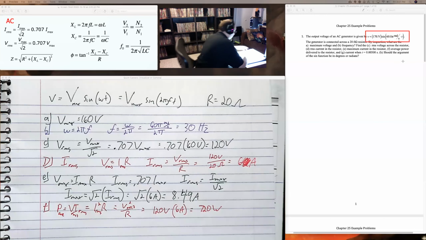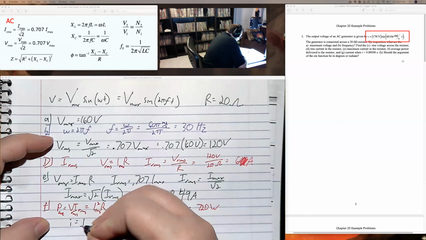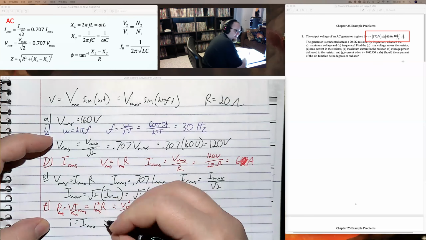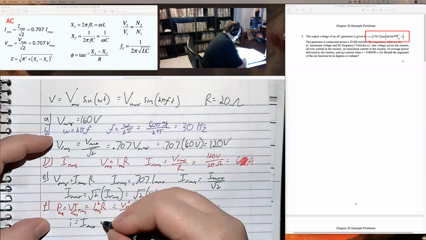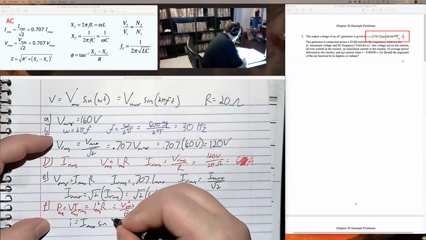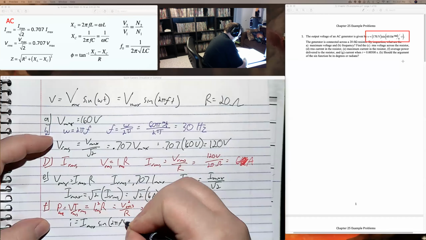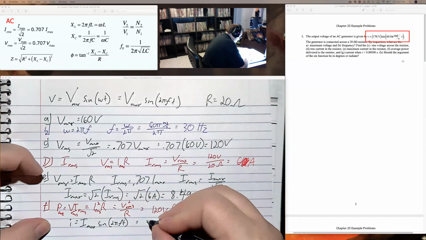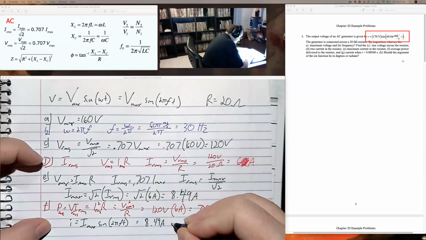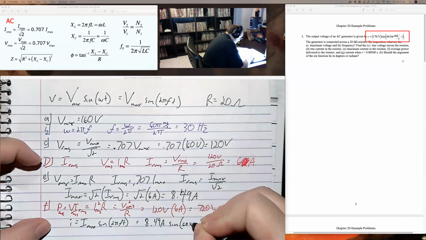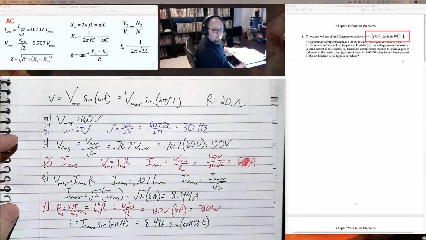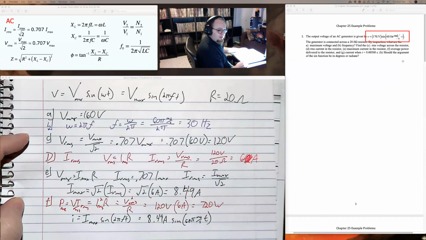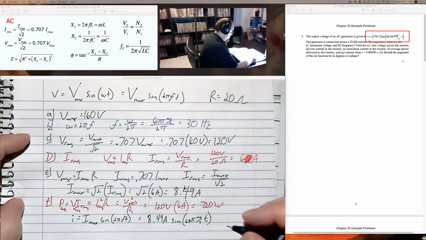The current equation would just be I equals I max sine of 2 pi ft. Or in this case, I max was 8.49 amps, sine of 60 pi t. And I'll just plug in, which will give me a value of 6.87 amps.